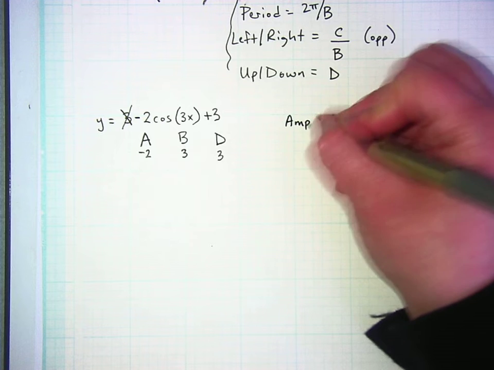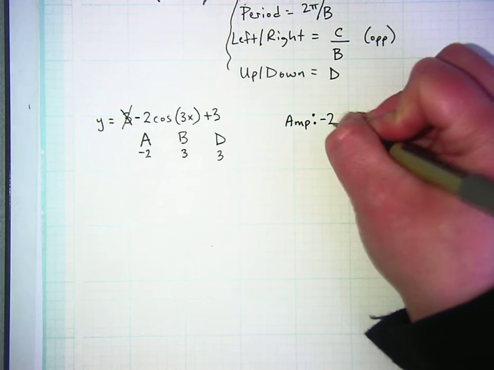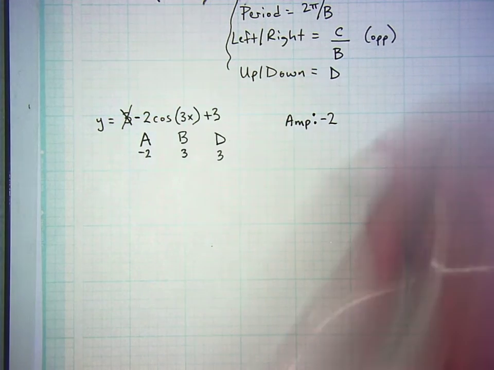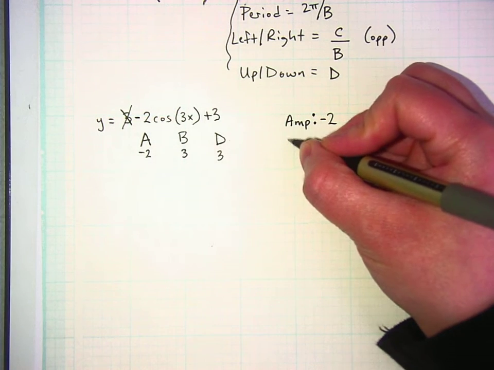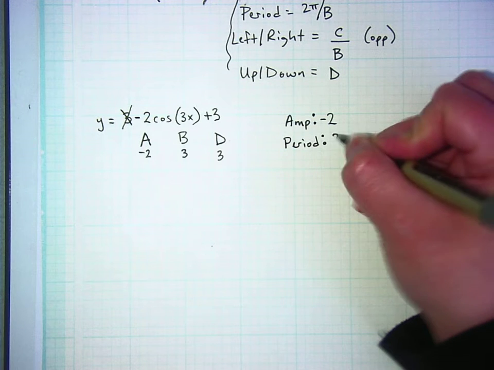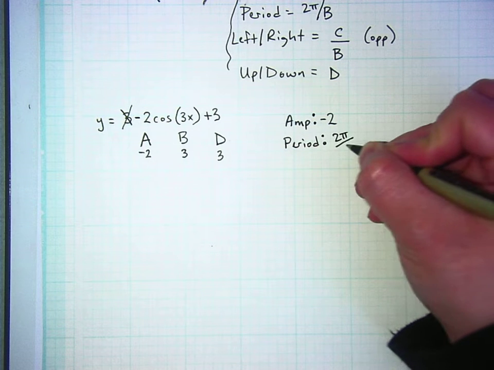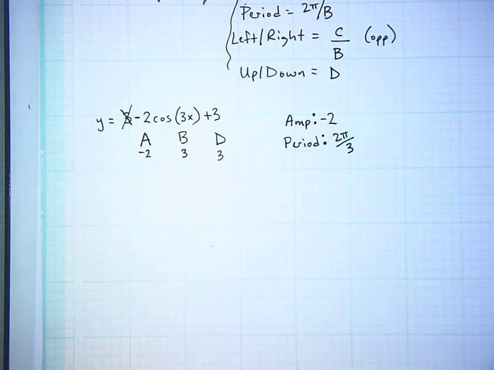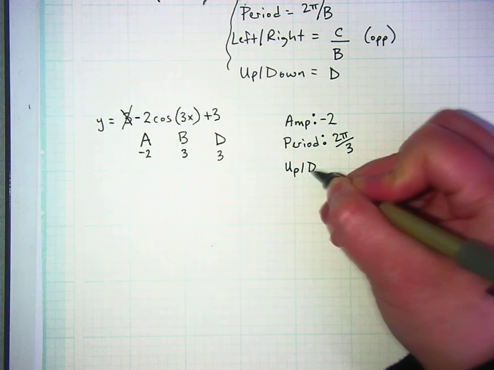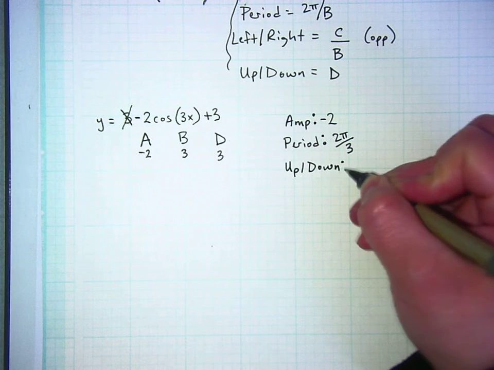Okay, so when I'm looking at this, I'm going to write down some information first. I'm going to say my amplitude is negative 2. That means it's going to go up and down a distance of 2, but it's going to start on the bottom, right? It is going to do a period of 2 pi divided by 3, which is what B is. And it is going to shift up, down, positive 3.